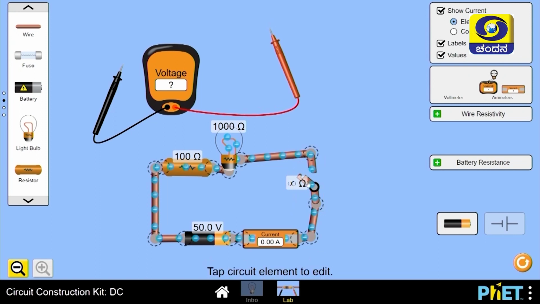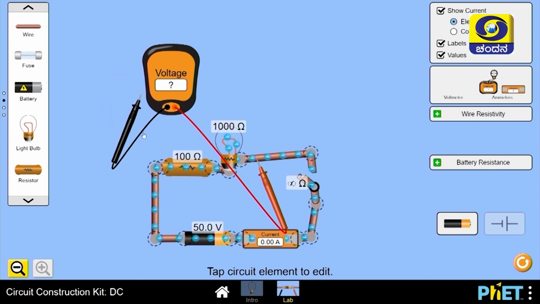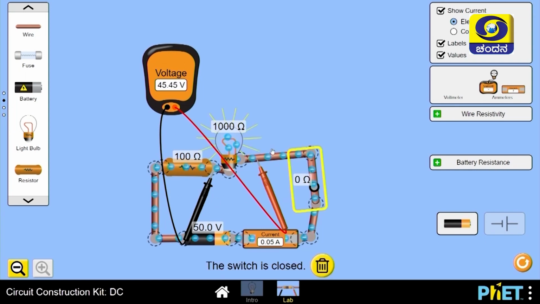So, now I am connecting the voltmeter at the ends of the electric bulb. Now, children, this connection is what we call a parallel connection. That means the electric current is flowing in two branches. One is in the electric bulb, and the other is also moving through the voltmeter.